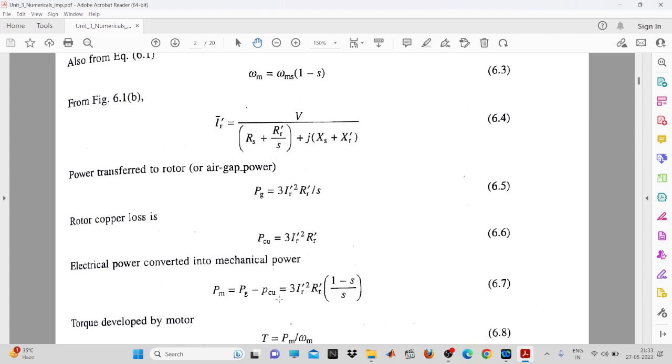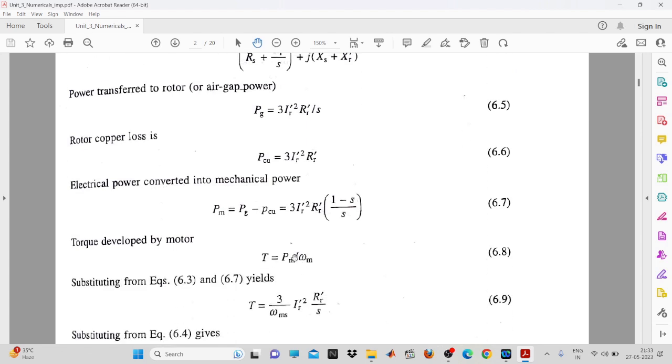So PG minus PCU, just simple mathematics. Then this is the mechanical power which is available at the shaft, and this power is very much required to run the motor or to move the motor in the forward direction, and that is for the forward motoring. So T will be equal to Pm upon omega m.